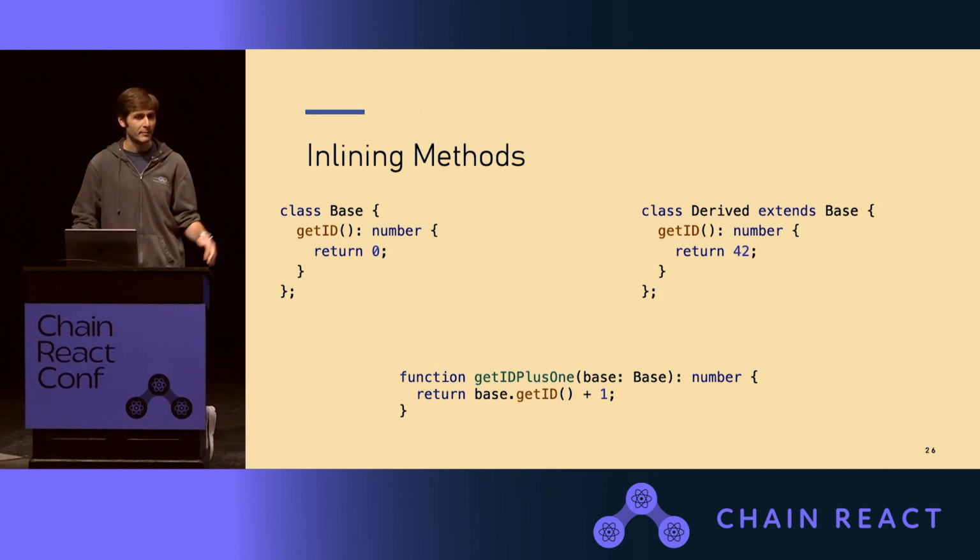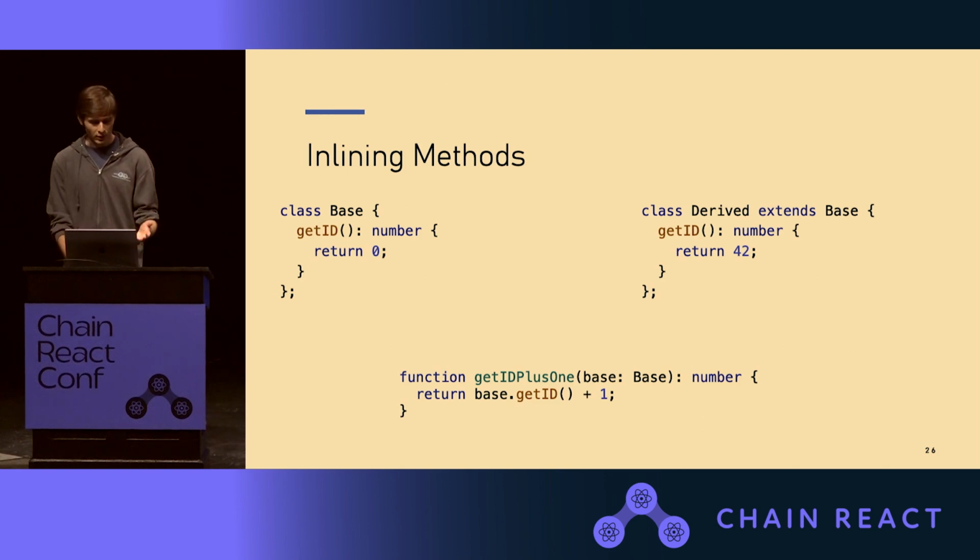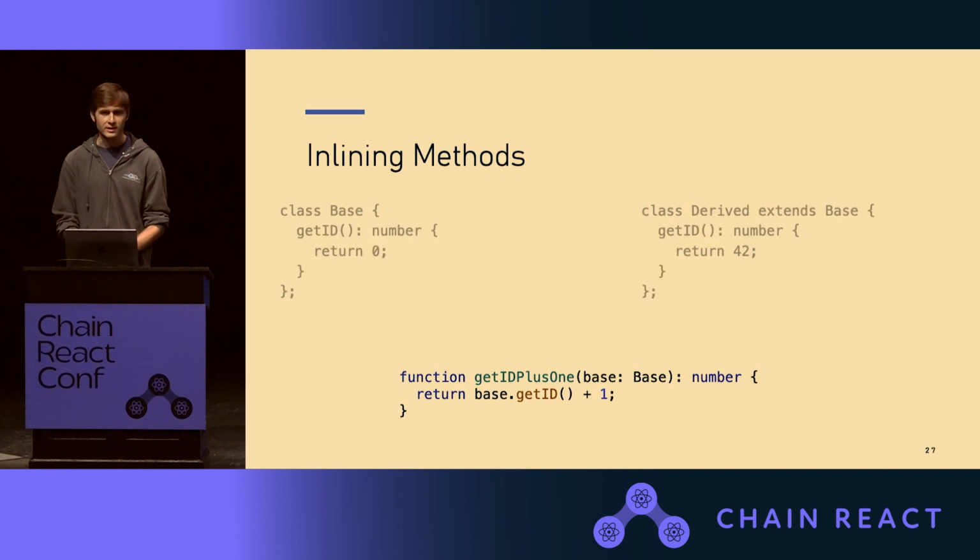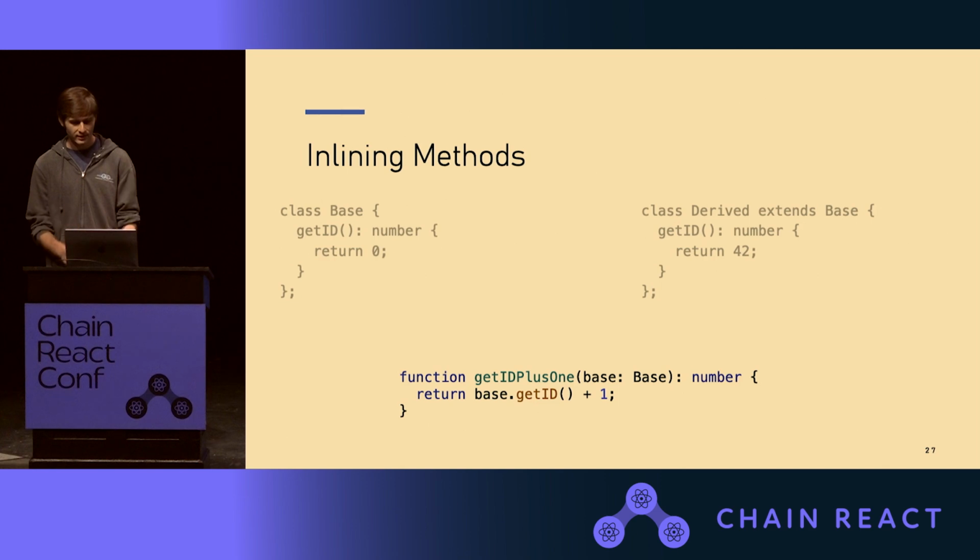Let's consider inlining methods, for instance. Here we have a base class, which has a single method, getID. It returns a number. And we have a derived class that extends base and overrides getID to return 42 instead. Below, we have a function called getID+1, which is very simple. It takes an instance of base and calls getID on it.